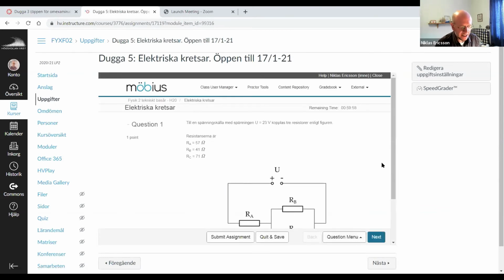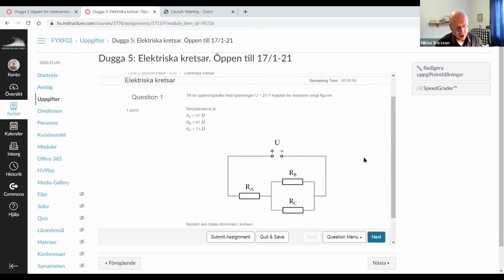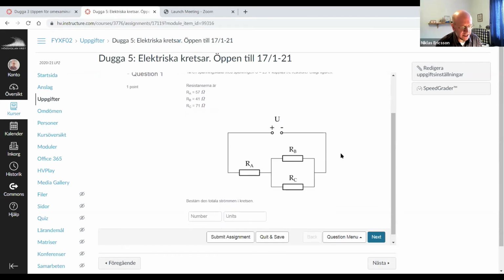So here we have one question with a circuit and, of course, randomized values for the resistances. Then the students need to compute the current, I think, in this circuit. So this is what it looks like. The student gets a number of quizzes like this during the courses.